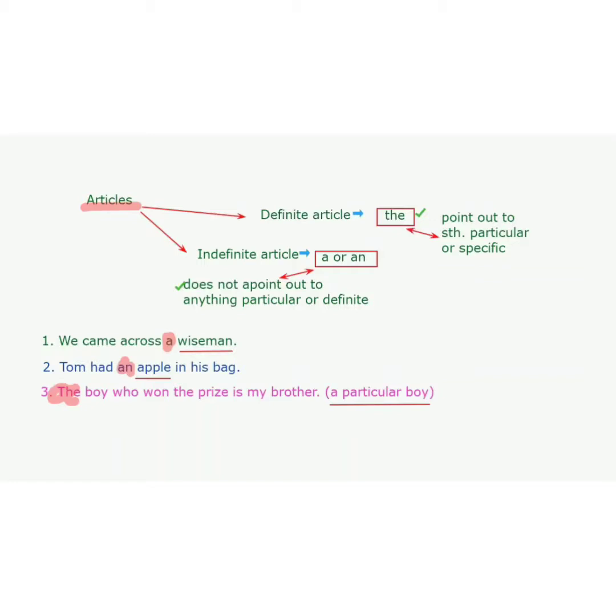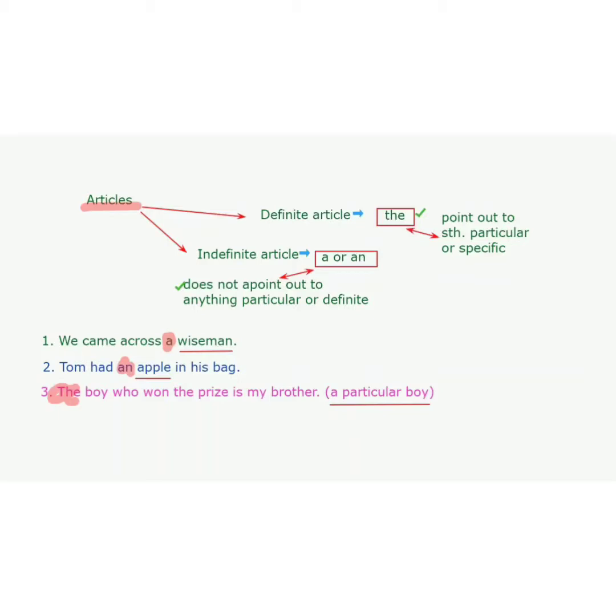While on the other hand, when we talk about indefinite articles, we have two kinds of indefinite articles, and these are a or an, and they simply point out anything that is not particular. A or an point out things that are not at all particular, they are not at all definite.